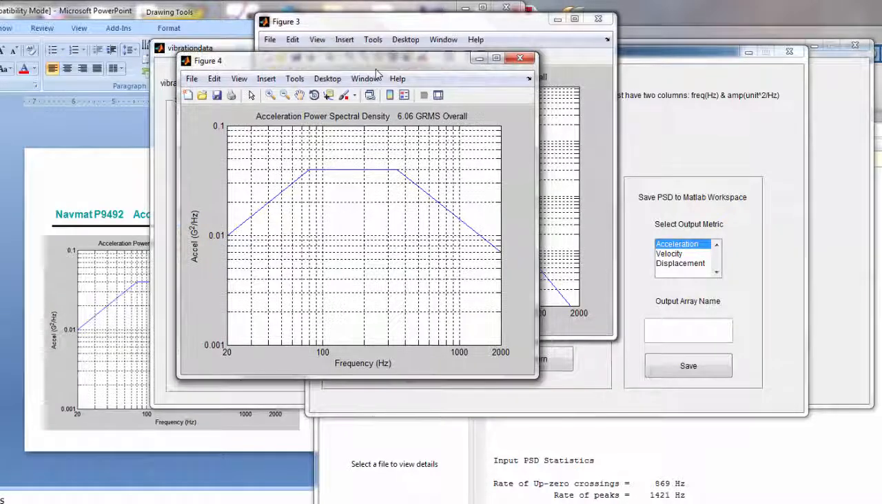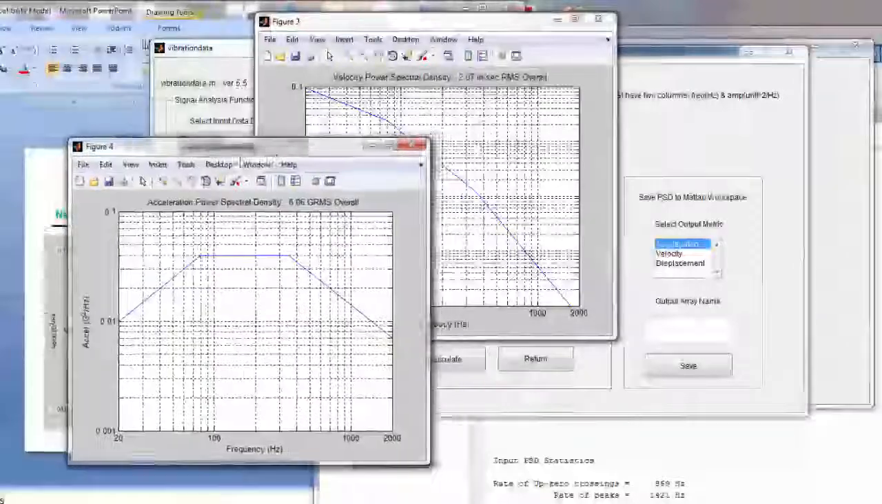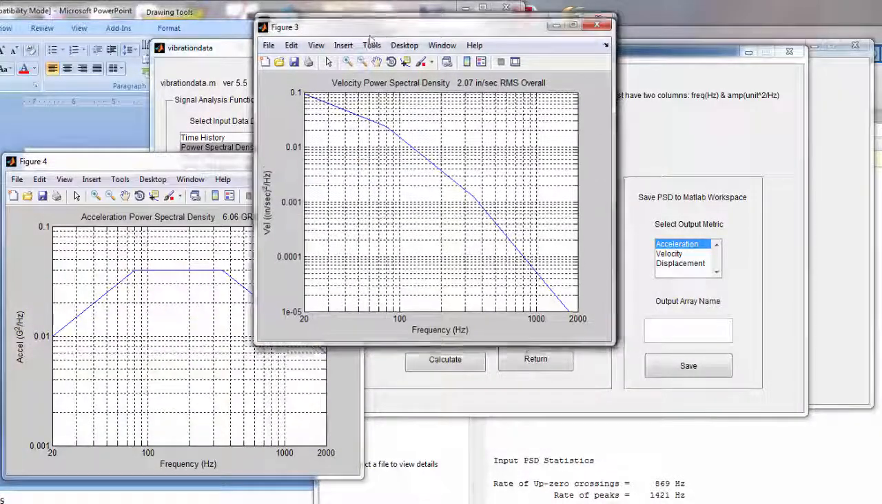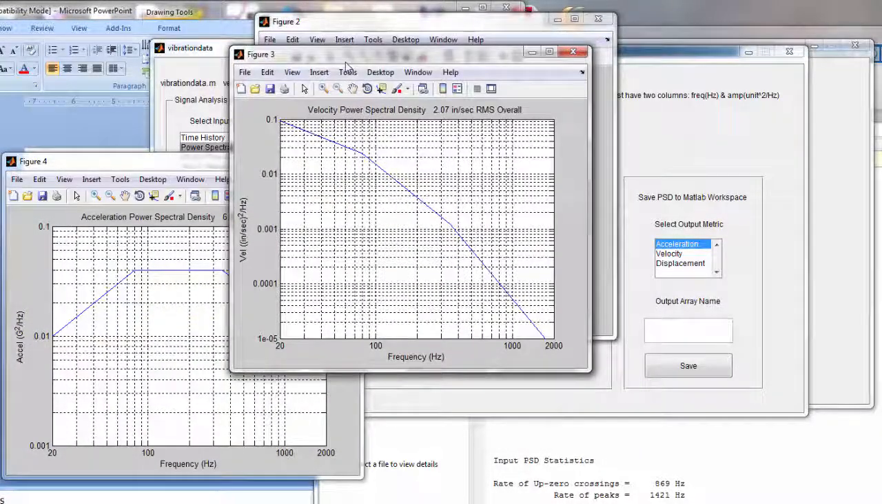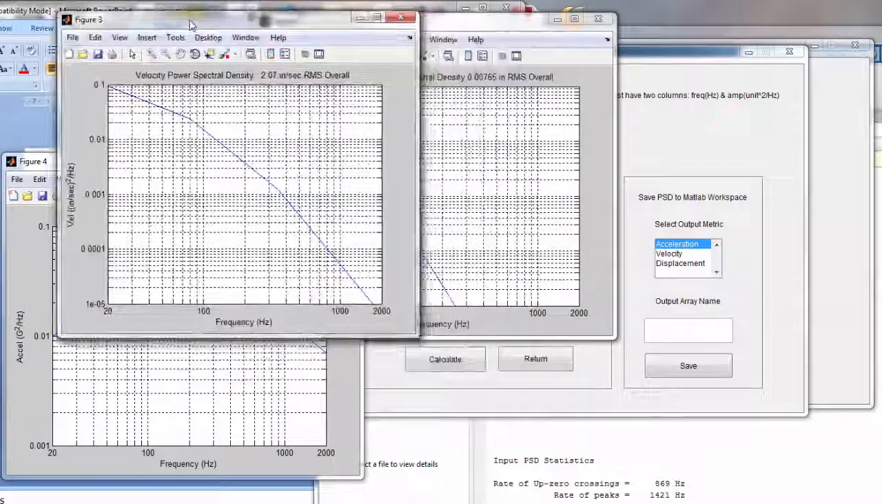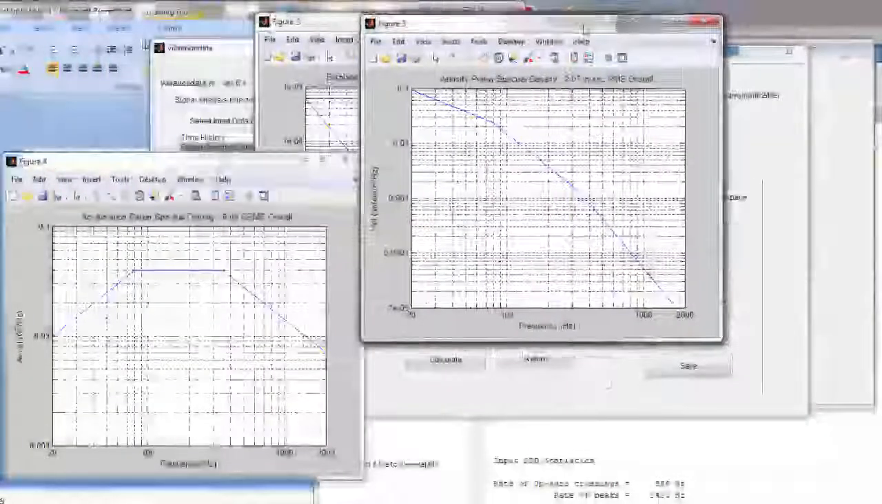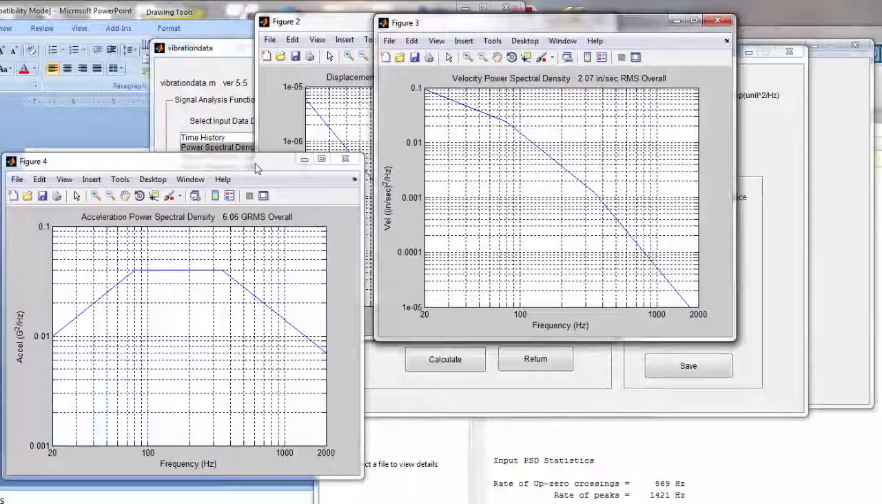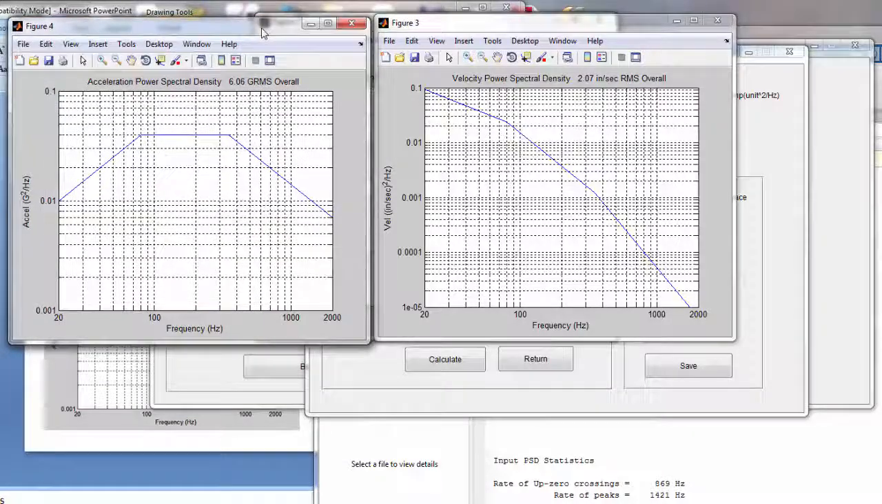We've done this before. We already know about that. Well, here's something new for today. This is the corresponding velocity power spectral density, with units of inches per second squared divided by hertz along the y-axis, and frequency in hertz along the x-axis. The overall level is 2.07 inches per second RMS.